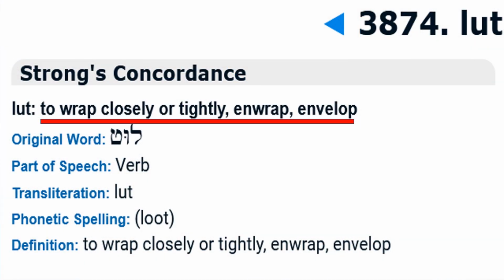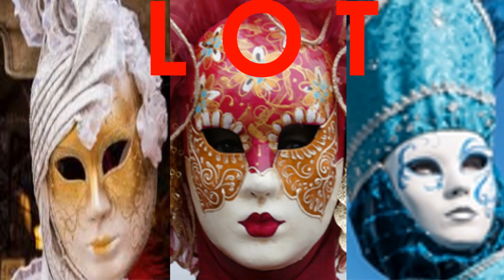And here you see another transliteration of Lot at 3874. We're still in the Hebrew, and this is translating as loot. And it is also indicated that this particular variation, it's all the same. It means to wrap closely or tightly, to enwrap, to envelop. Continuing on, we're going to be looking at some other analyses and transliterations related to Lot and this idea of covering.